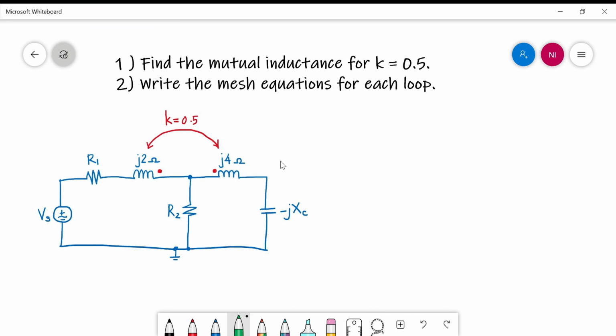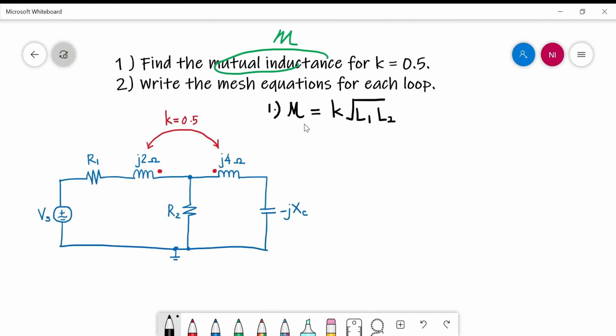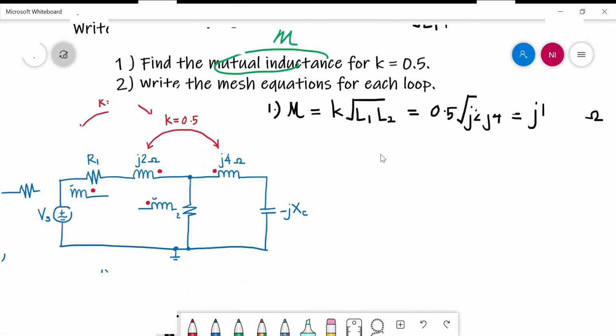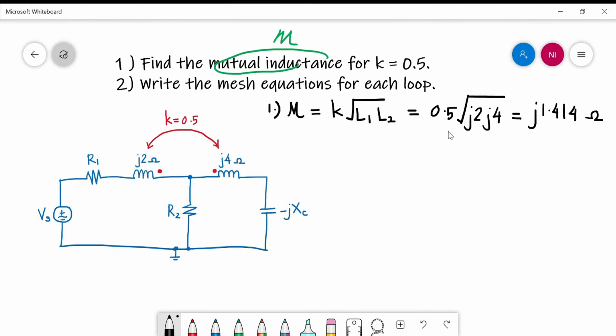This is a magnetically coupled circuit. The first question is to find the mutual inductance M for k = 0.5. The mutual inductance formula is given by M = k√(L1 L2). Since the coupling is between j2 and j4, these represent L1 and L2. After you insert all the values, M will equal j1.414, and the unit is ohms.